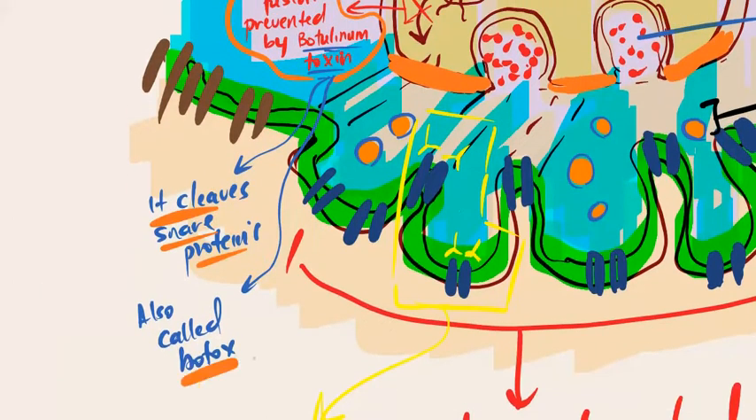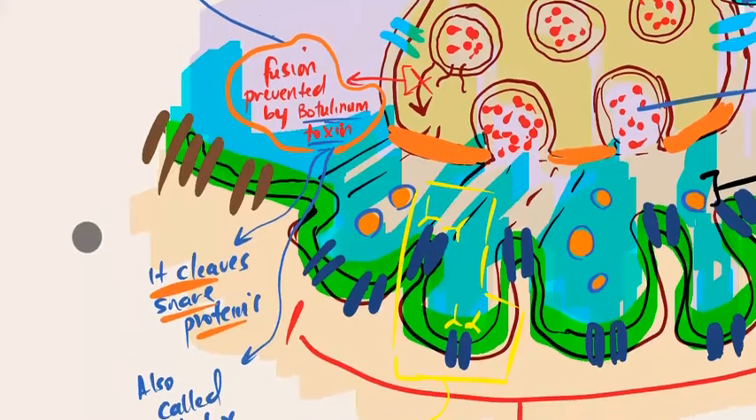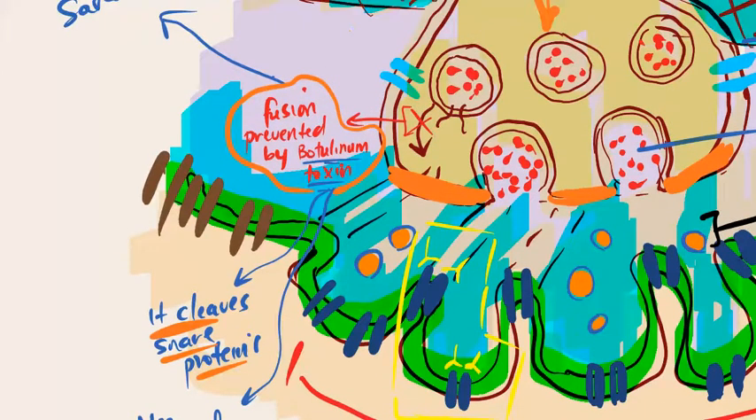So this is also Botox, right? This is how the concept of Botox works. So botulinum toxin cleaves the SNARE proteins.